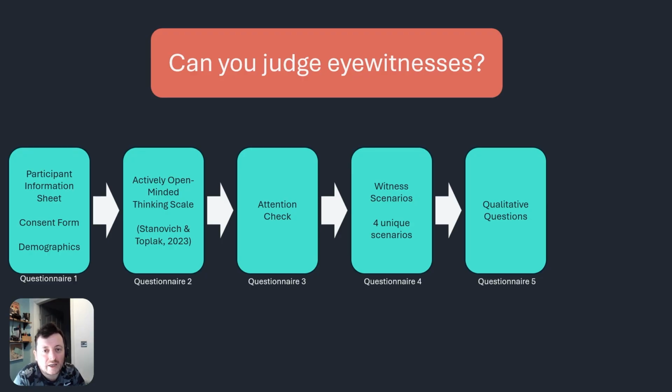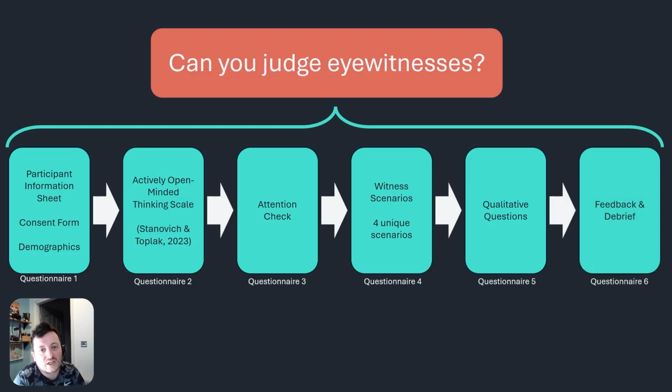So I can show you here how you might use Gorilla in a qualitative context rather than just quantitative. The last questionnaire, questionnaire 6, is going to be the feedback and debrief sheet. This is where I'm going to demonstrate how you might pull information like our actively open-minded thinking scale total score and present it on the feedback page for our participants to see.